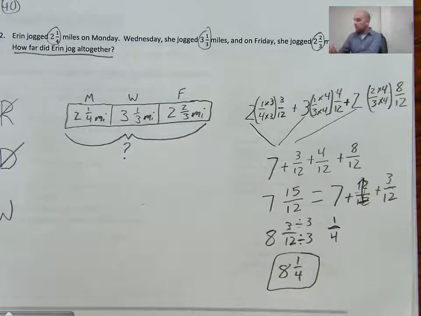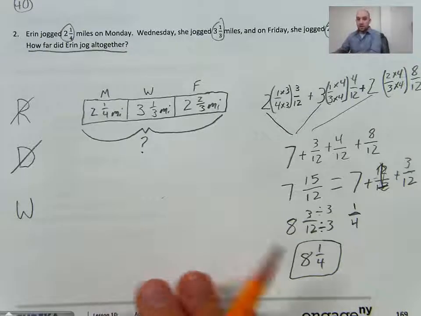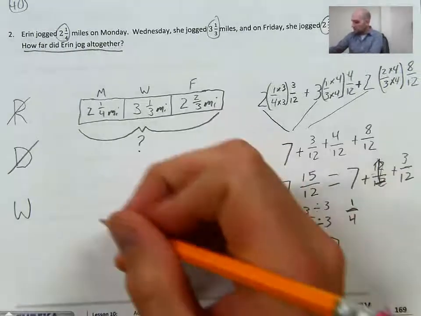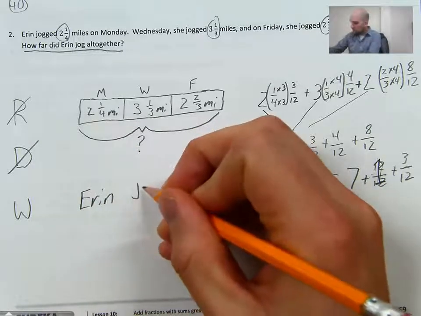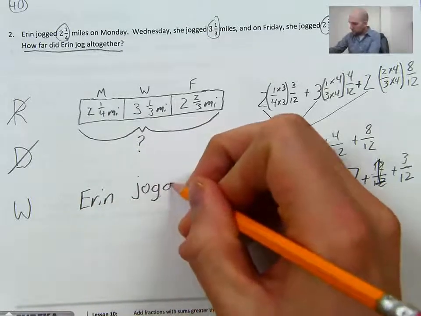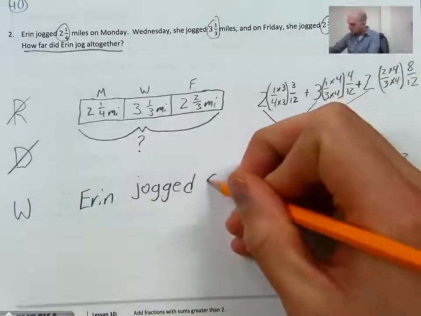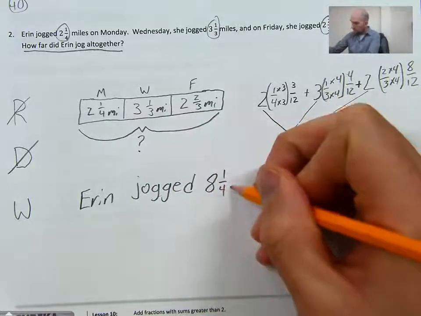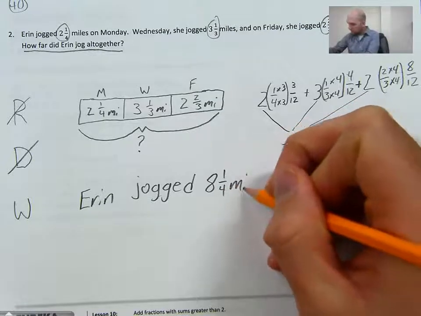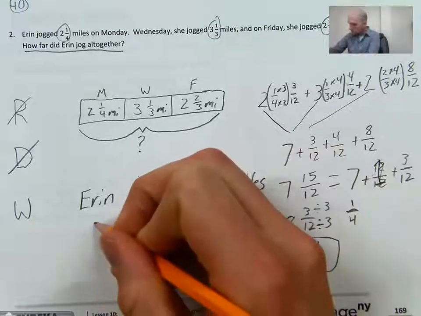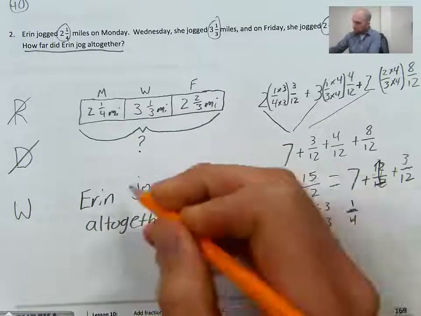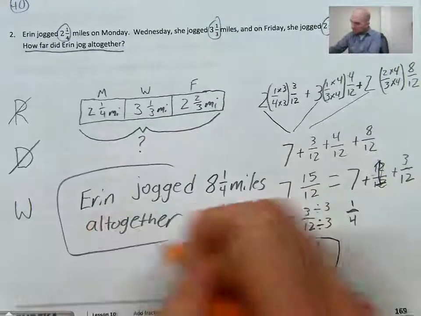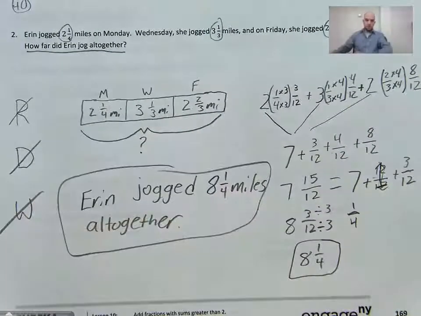We're done with our drawing. Now, what I'm going to do last here, where my W is, I need to write my answer in sentence form. Erin jogged 8 and 1/4 miles altogether. All right, and then we're done with our W.